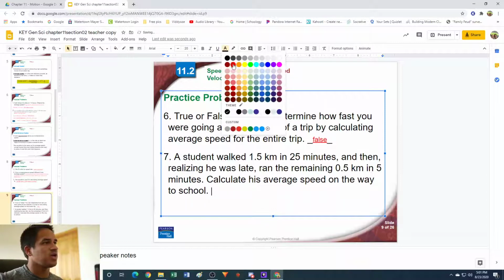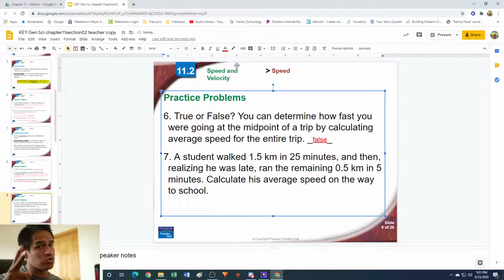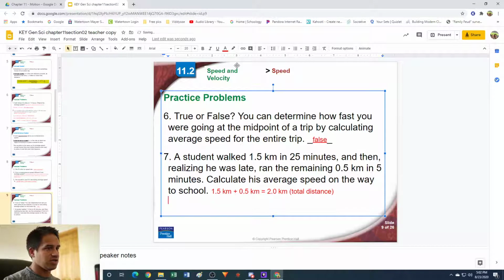And in this problem, we have 2 distances and 2 different times. So we need to add the distances together, add the times together, and then divide them to get our average speed, which will be in kilometers per minute. So we're going to have 1.5 kilometers plus 0.5 kilometers, which is equal to 2 kilometers. This is our total distance. And then as for our time, we're going to have 25 minutes plus 5 minutes, which is going to be 30 minutes. That's our total time.